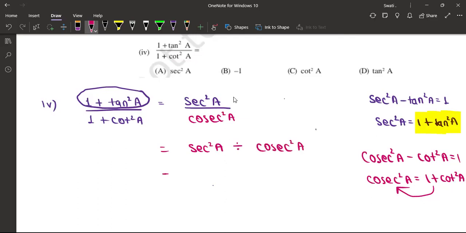Now let's convert this into sine and cos. So what was the formula of sec theta? Was it not 1 upon cos theta? Yes. So what will be sec square A? It will become 1 upon cos square A, and the division sign as it is. What is cosec square A? What was the formula? Was it not 1 upon sine square A? Yes, it was, right? Cosec theta was 1 upon sine theta. So what is cosec square theta? 1 upon sine square theta. So what is cosec square A? 1 upon sine square A.